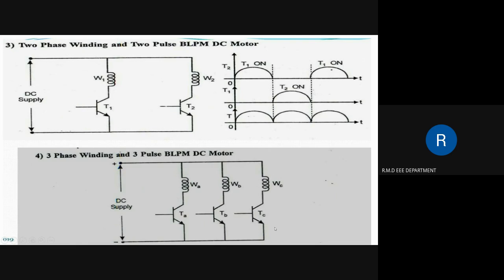Merits of this 3-phase winding 3-pulse brushless permanent magnet motor: the torque developed here is better. The demerits are utilization of winding and devices is less, and cables with the rotor position sensor should be properly connected.